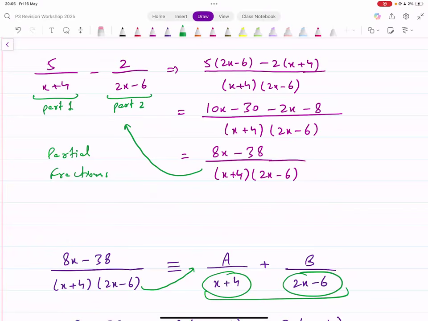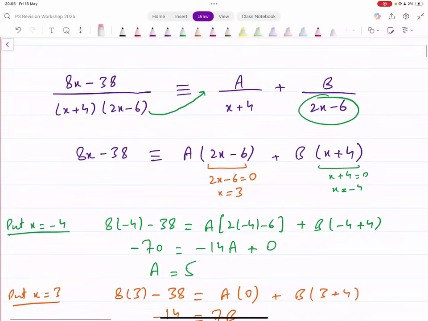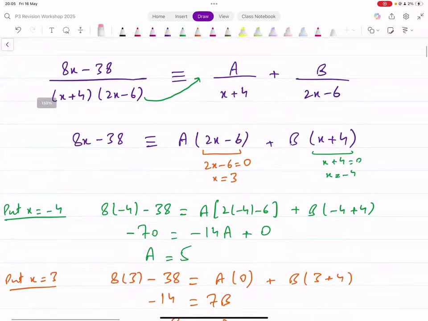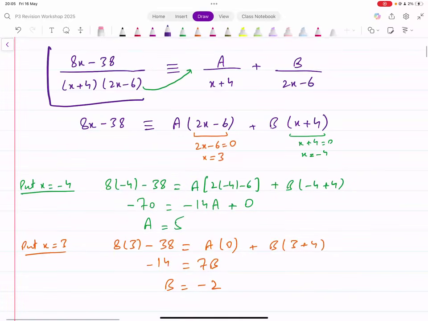So finding the denominators is very straightforward. We just split them like this among the two fractions. The first would have x plus 4 as the denominator, the second would have 2x minus 6 as the denominator. Numerator, however, is something that we don't know what it is going to be. So what we do is we follow a process like this. We say, okay, this is one fraction. We want to write it as two separate fractions.